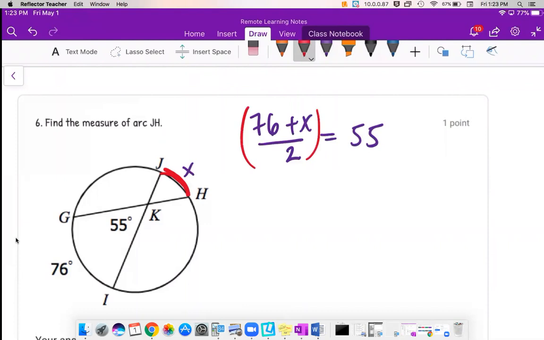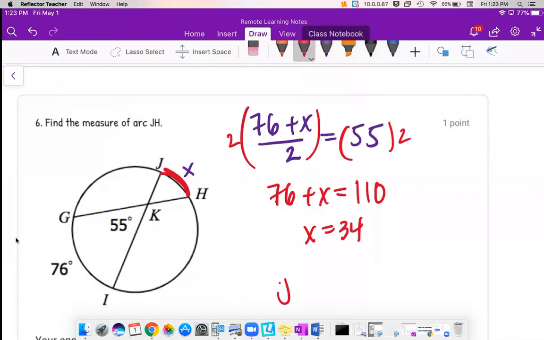Then you just do some algebra, multiply by 2. So you get 76 plus X is equal to 110. Subtract 76 and you'll get X is 34. So that means the measure of your arc JH should be 34 degrees.